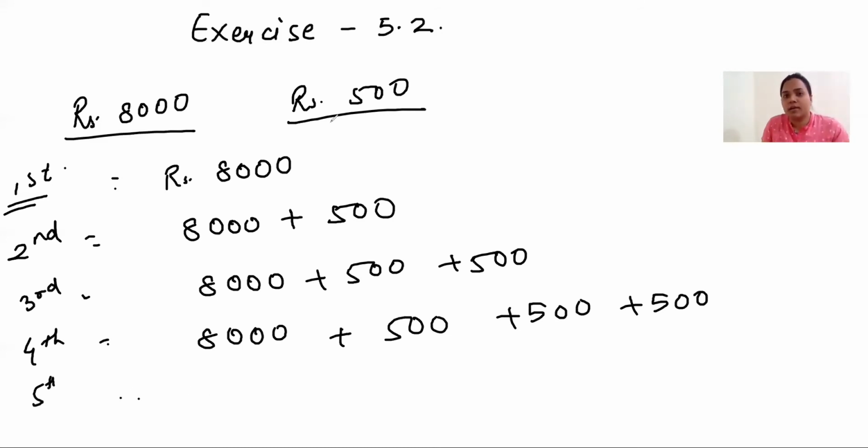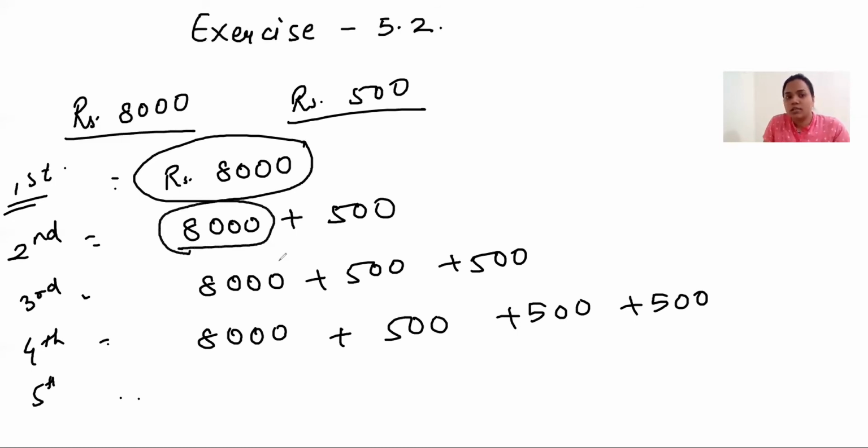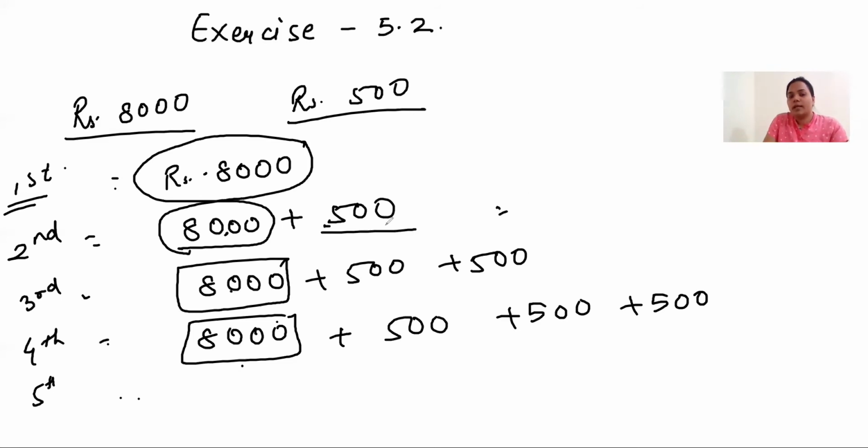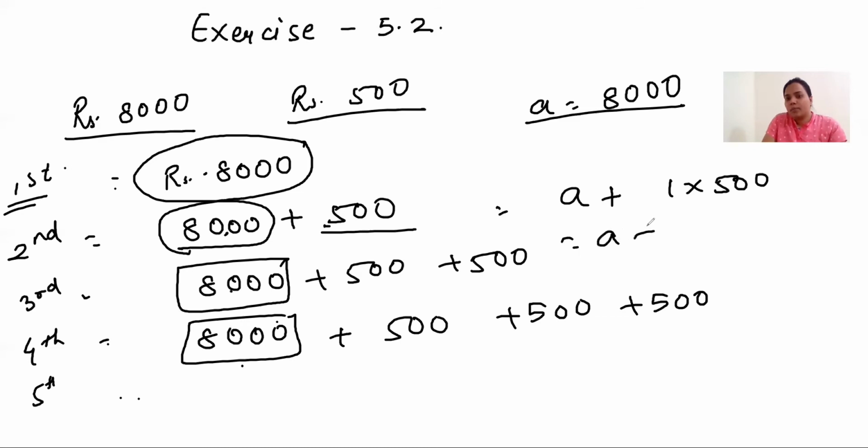So what you can see here: in the first year, it is the first term. In the second year, again, 8,000 is the same in each year. So it is 8,000, 8,000, 8,000, 8,000. Then in this case, we are multiplying. Let's suppose now A is 8,000. So now we are multiplying: A plus 1 into 500, A plus 2 into 500, A plus 3 into 500. Correct? We are doing it like this.